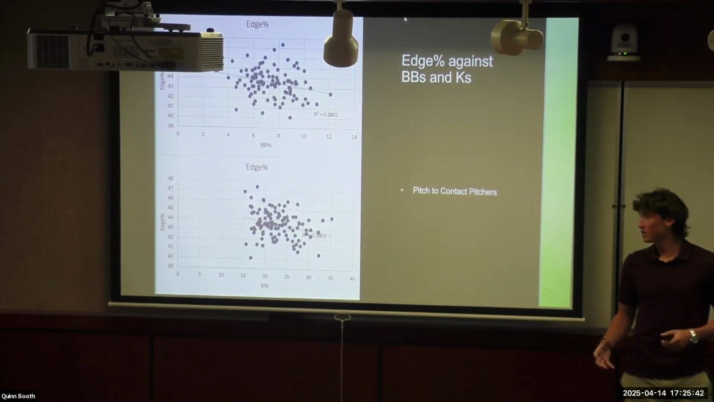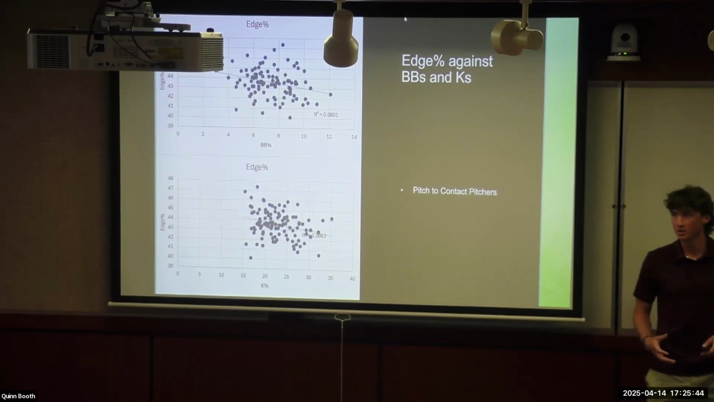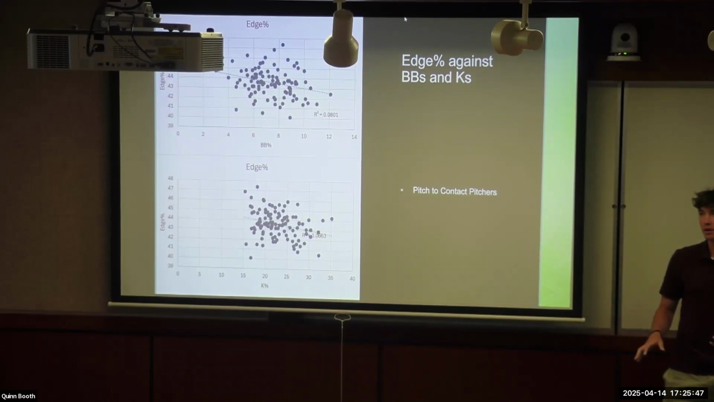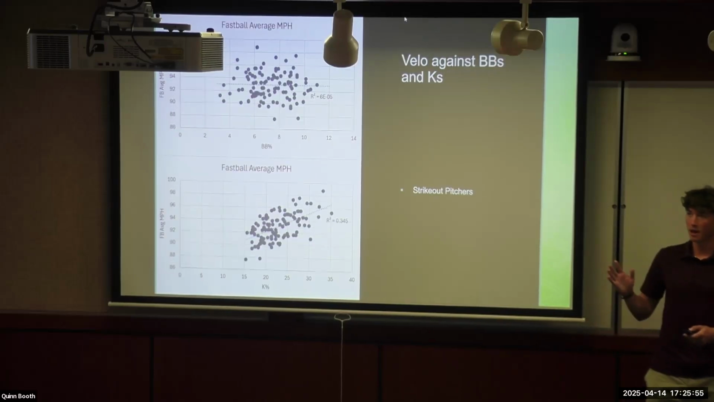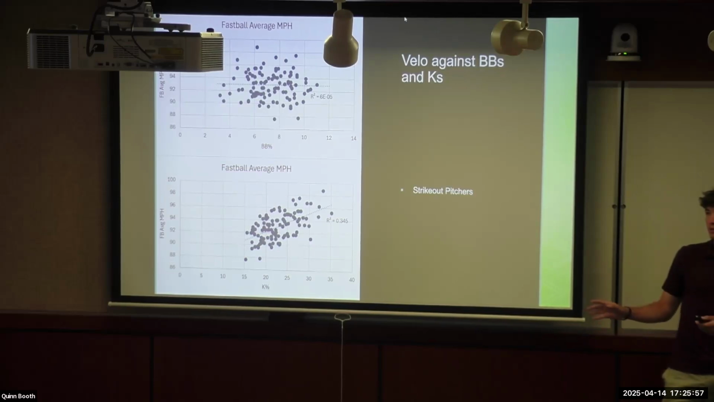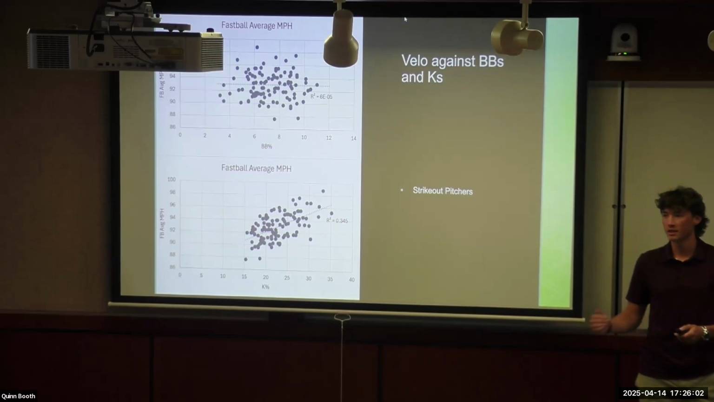This is where I grouped these pitchers into the pitch-to-contact pitchers, who value command and where you're placing your pitches a little more than the second group of pitchers, the strikeout pitchers. For them, there's not as much of a relationship between velocity and walks, but a very significant relationship between higher velocity and higher strikeouts. This is my second group. They are going to value velocity a lot.